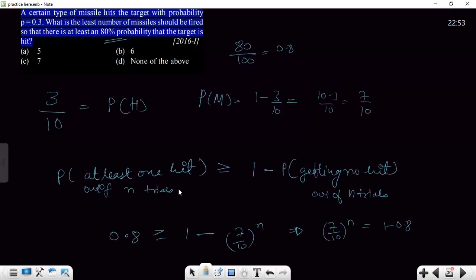I'm thinking that I'm making a mistake. Let's read it again. What is the least number of missiles that should be fired so that there is at least a probability of 80%? So what is the probability here? 80% should be the least. So where will the inequality sign be? If 80% is the least, then it is 80% or more than 80%, right? It should be like that only, no? What should be the greater one? That should be the greater one. If 80 is the at least, the greater sign should be on the other side. Clear?